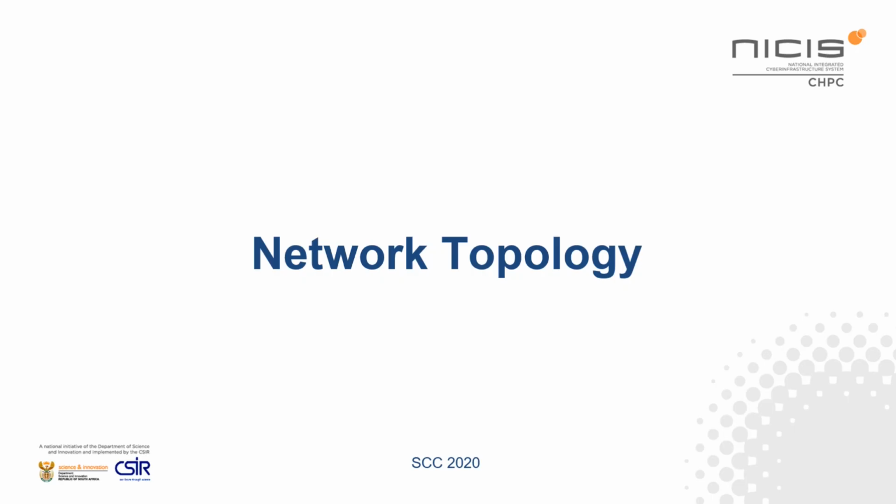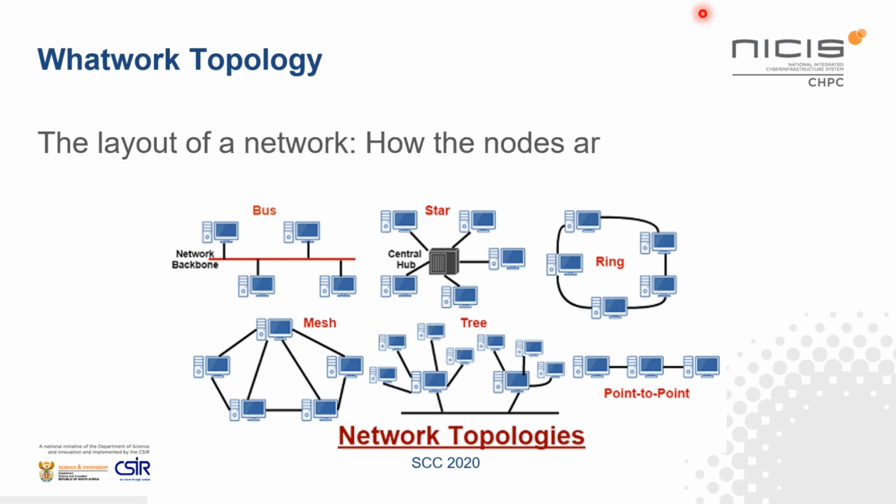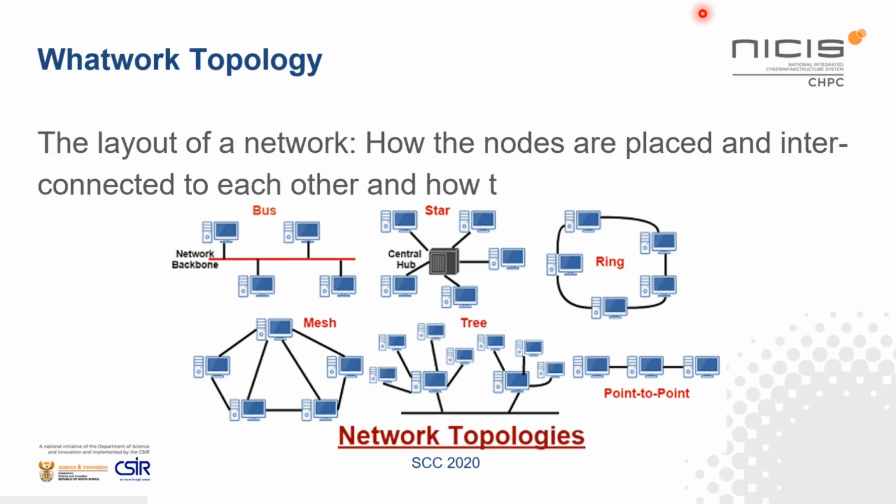But wow, Bryan's used a big word, topology. What is a topology? A topology in networks is defined as the physical or logical layout of a network. That is, how the nodes are placed and how they are interconnected with each other, as well as how communication or data transfer might take place along that network layout.